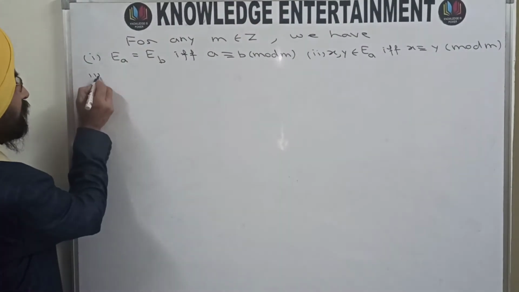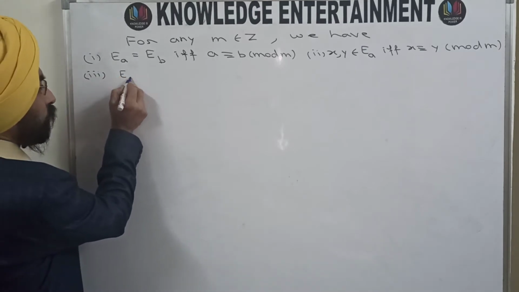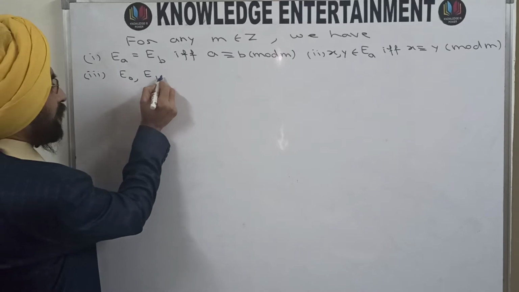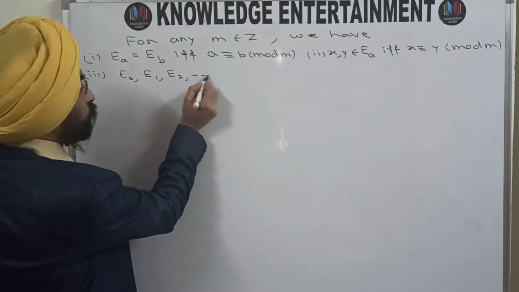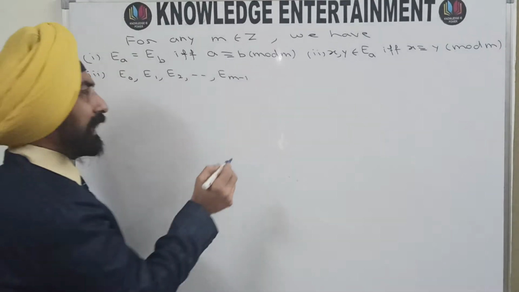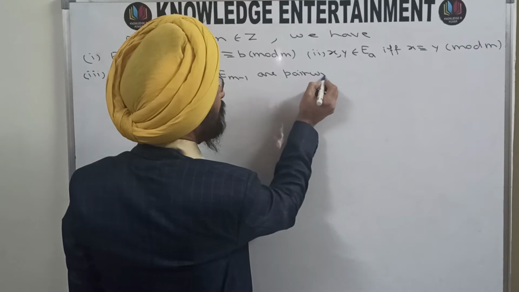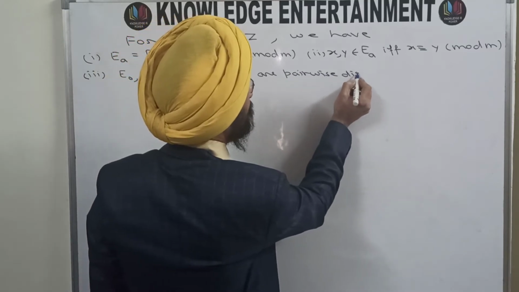The third one says that E0, E1, E2, up to Em minus 1 are pairwise disjoint.